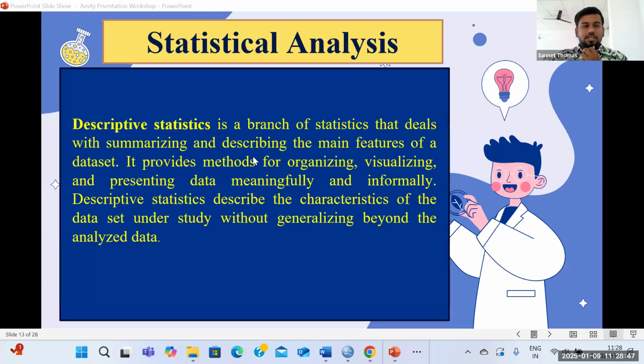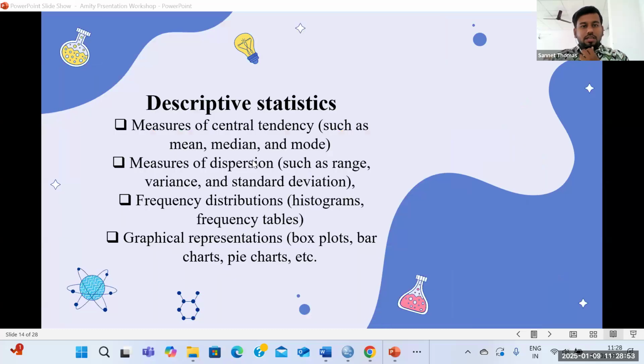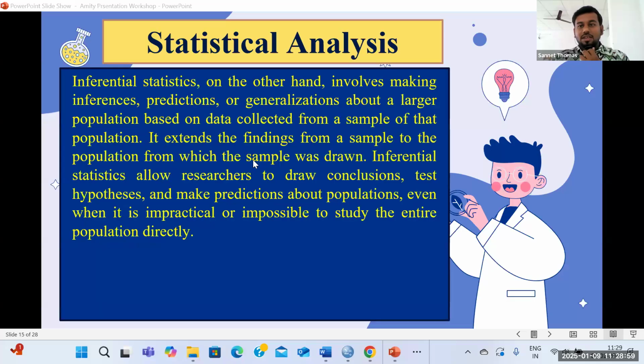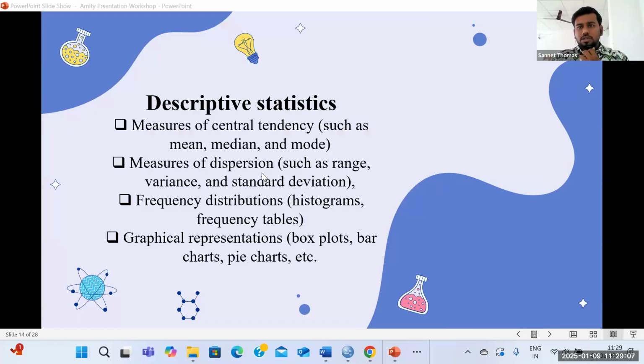One is descriptive statistics, and another one is inferential statistics. In the previous section, sir has given a wonderful lecture on the descriptive analysis and inferential analysis. I think you all are aware of the descriptive and inferential analysis. So descriptive analysis, for example, the measures of central tendency: mean, median, mode, and all. Then measures of dispersion such as range, variance, standard deviation. Then frequency distribution, such as histogram, frequency tables. Then the graphical representation such as ogive, box plot, bar chart, pie chart, all such things come under the descriptive statistics.